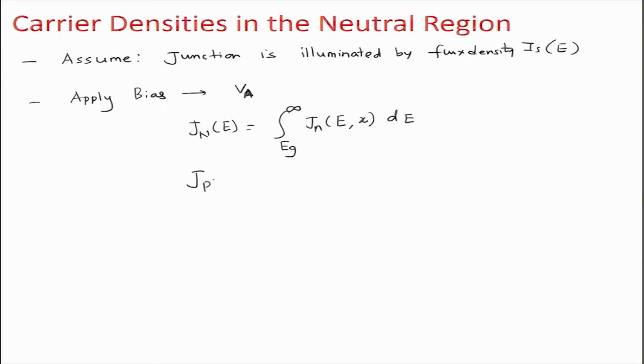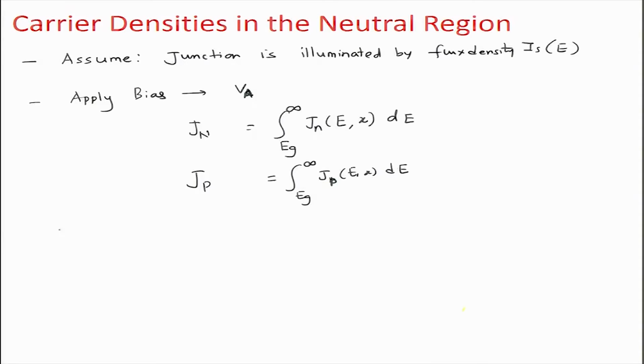Similarly, JPE is the integral from EG to infinity of small jn, jp of E dE. So in that sense, this is the total Jn and total Jp for all the energies that are incident on the device, because you have integrated them over the interval Eg to infinity.